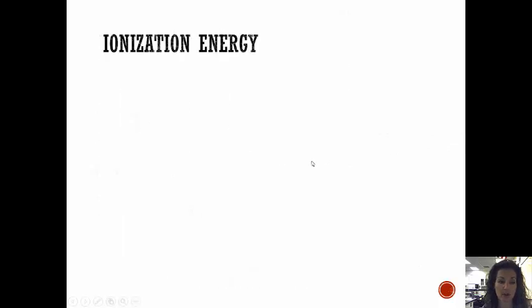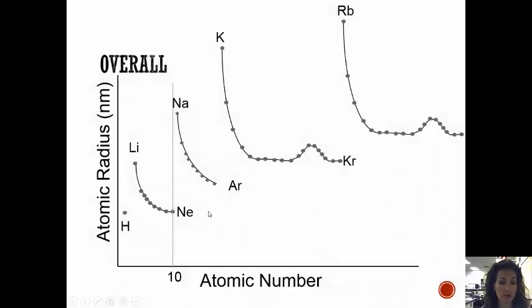Ionization energy is something that we're going to talk about in the next video. We're going to go through the rest of the trends, but I wanted you to understand the periodic table and how some of these trends occur. So that is it for now.